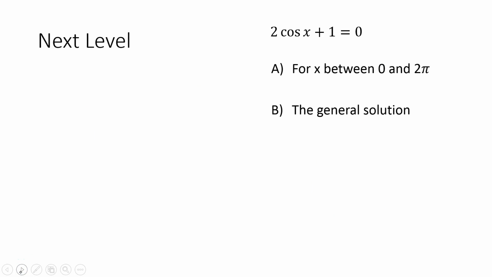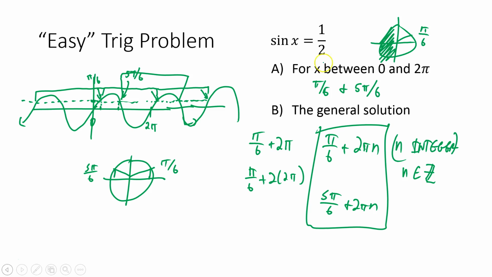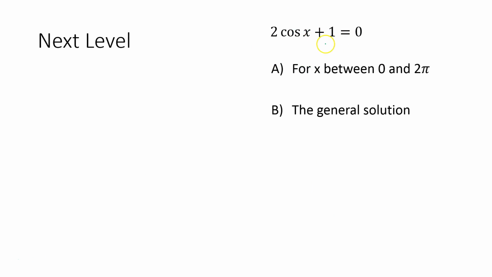So this is kind of the next level. We have 2 cosine x plus 1 equals 0. Very similar to the last problem, except this time I want to isolate that cosine. So to isolate the cosine, I'll subtract 1 from both sides. So I'll have 2 cosine x is equal to -1. Then just divide by 2. So I have cosine x equals -1/2.